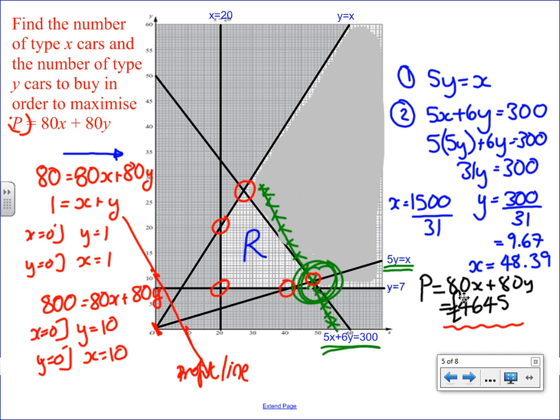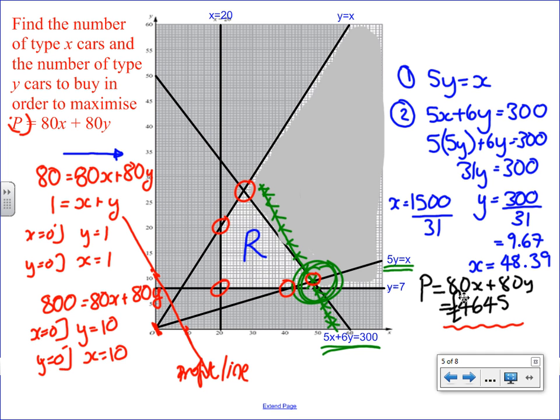48.39 cars. Fine, apart from that you can't buy 0.39 of a car. So this is fine and everything. We've done really well, but because you can't buy 9.67 cars and you can't buy 48.39 cars, you've got a bit of a problem.